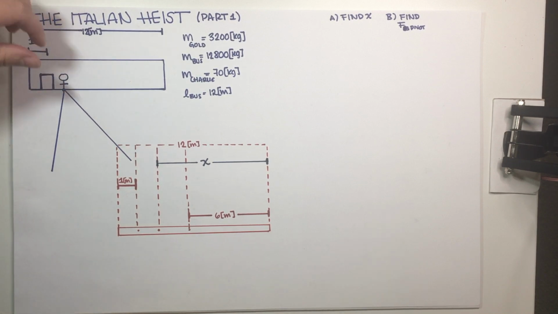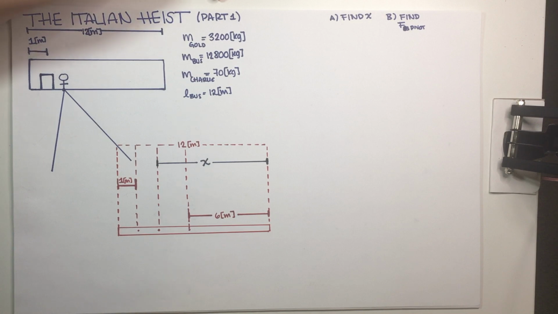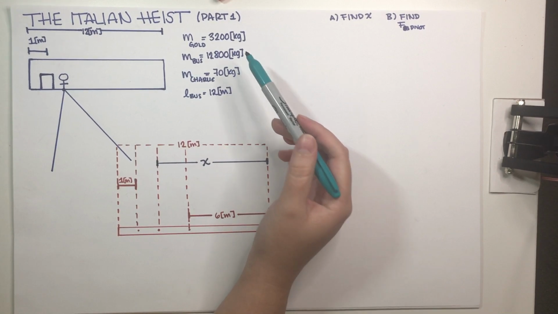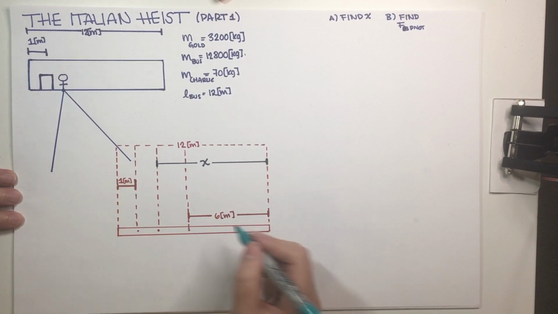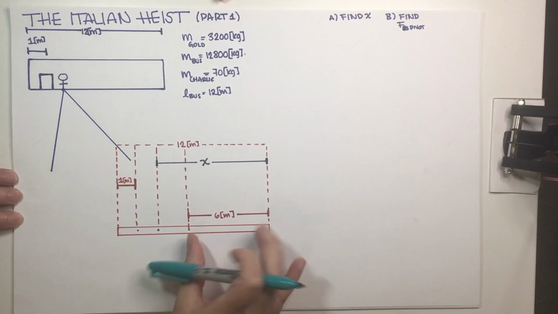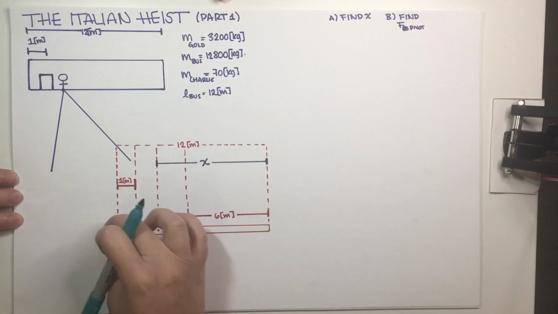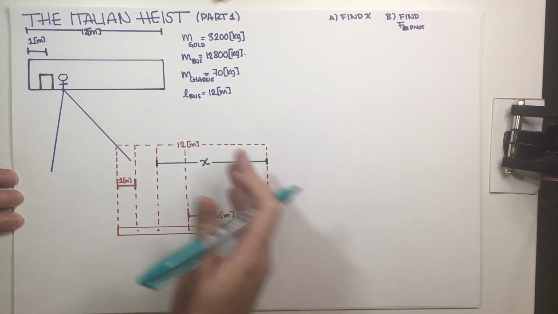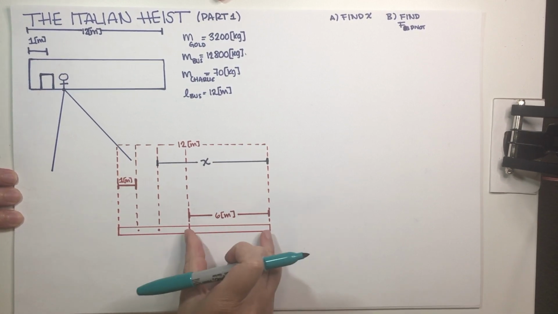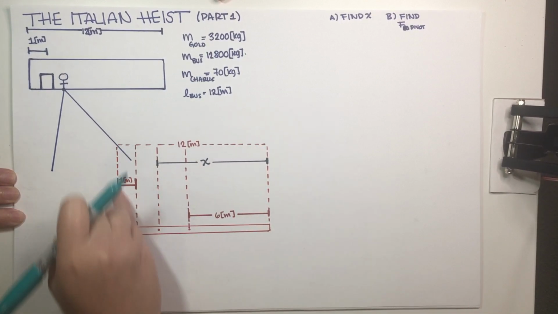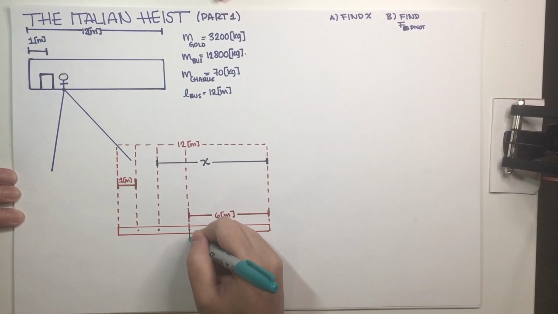I think the best way to start this problem is by figuring out what forces are acting on the bus. The first force acting on the bus would be the weight of the bus itself. The bus has a certain mass, therefore it has a certain force by gravity. As usual, because the mass of the bus is evenly distributed, we're going to place the force by gravity exactly at the center of the bus. That would be over here, 6 meters away from each end, exactly at the middle.